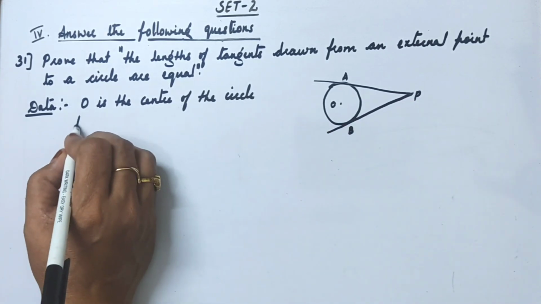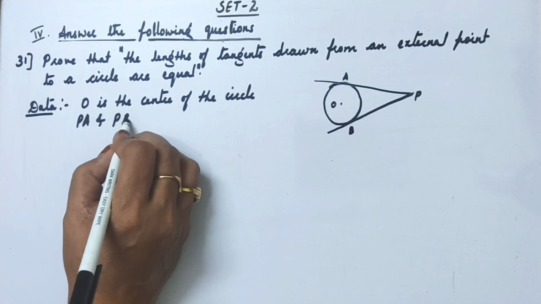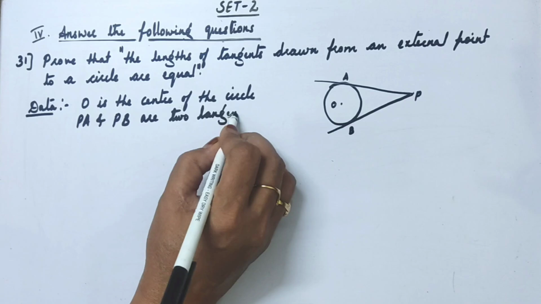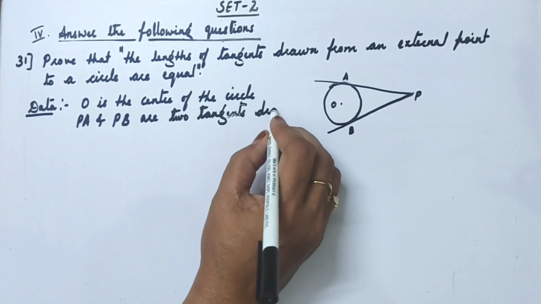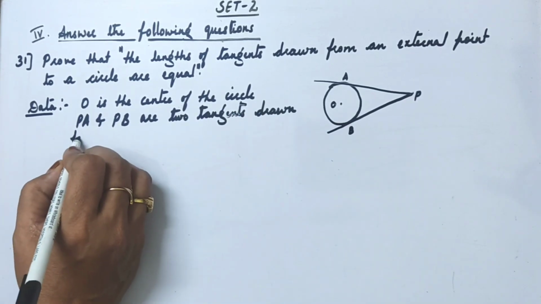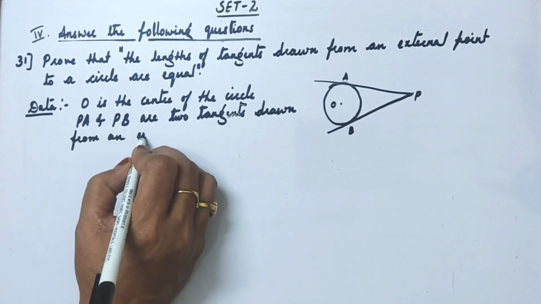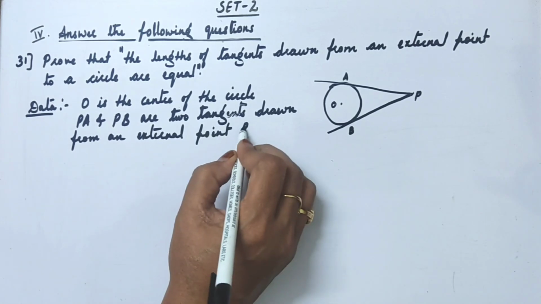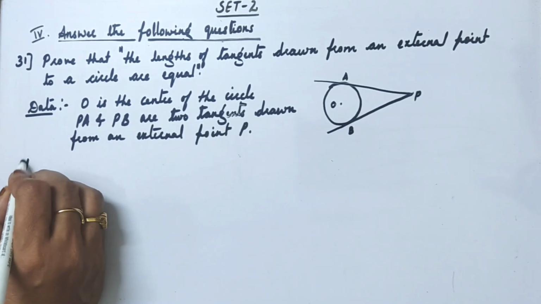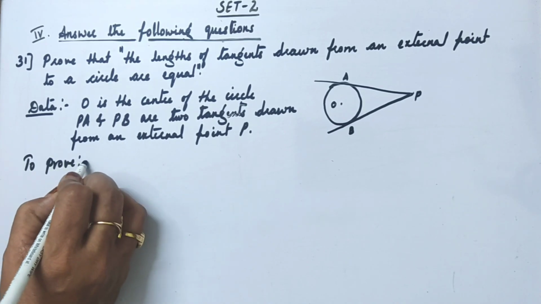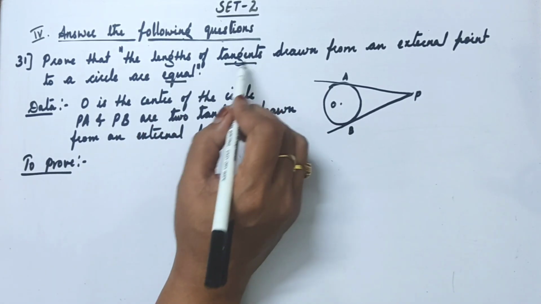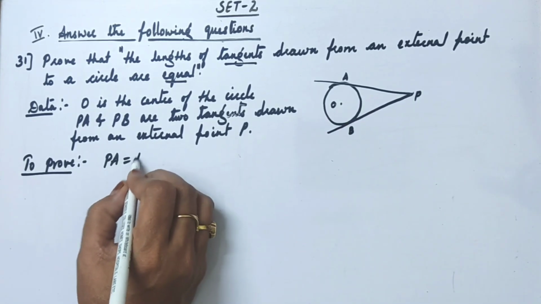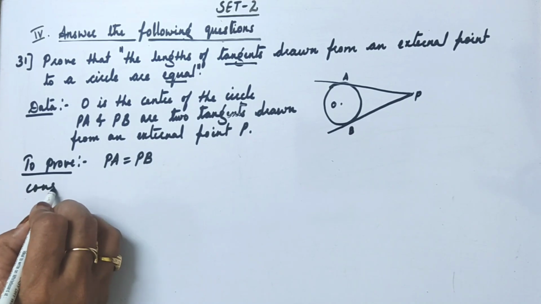PA and PB are two tangents drawn from an external point P. Now to prove, what we have to prove is that the two tangents are equal. So we say PA equals PB. Now the construction.